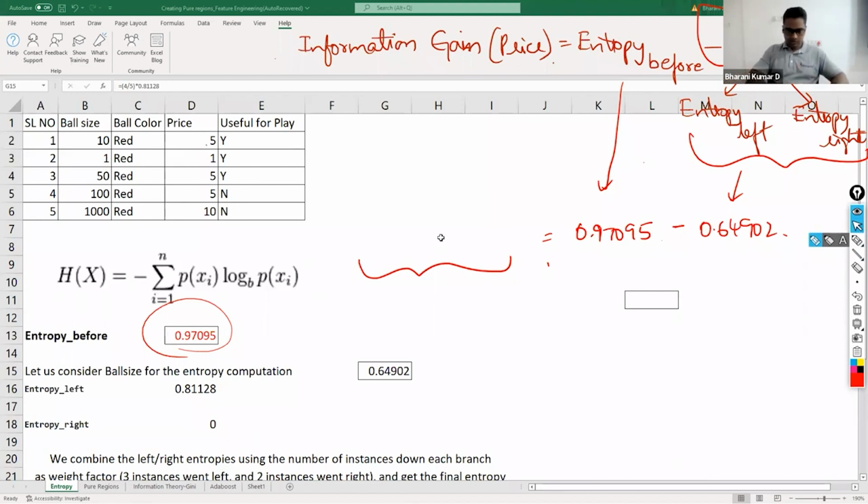When you subtract these two, you get information gain for price. So let me do that. This value minus, not this, sorry. You should get 0.32193.